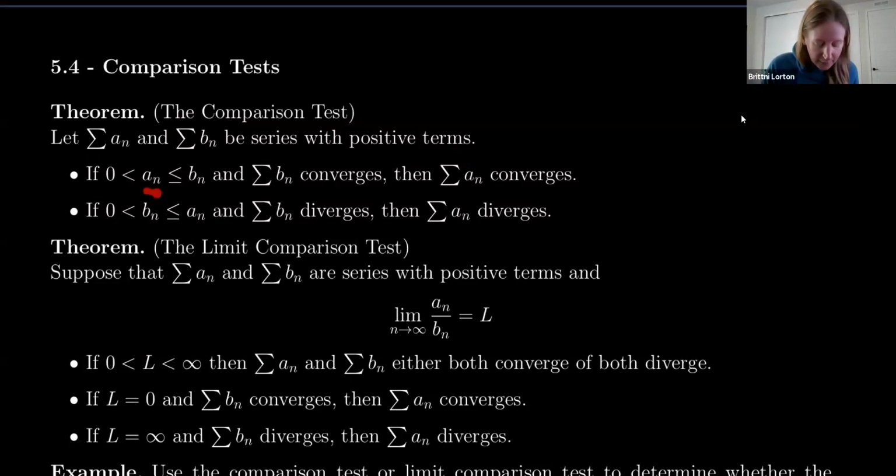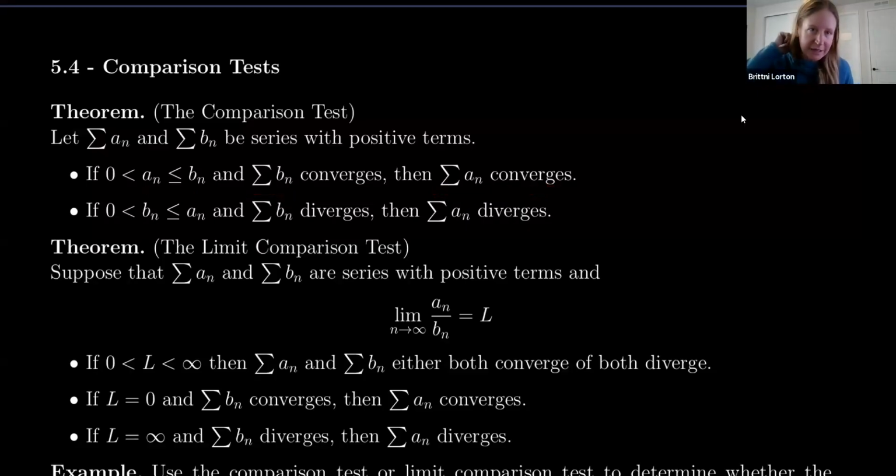If a sub n, so the terms of the series, is smaller than or equal to b sub n, and b sub n converges, then a sub n converges. Let's say that again. If a sub n is less than or equal to b sub n, and the sum of b sub n converges, then the sum of a sub n converges.